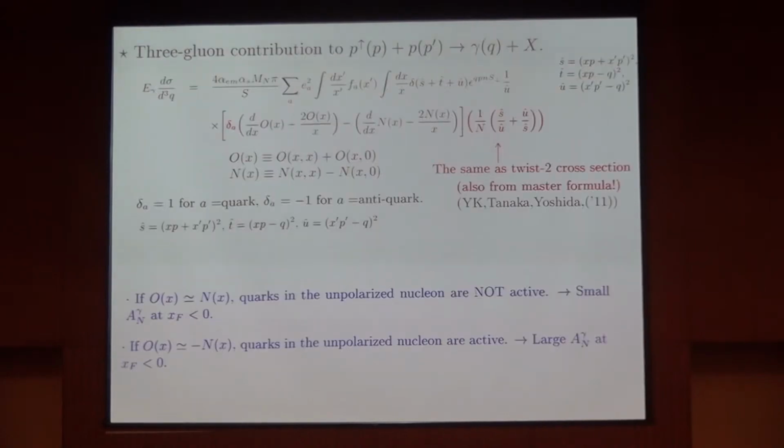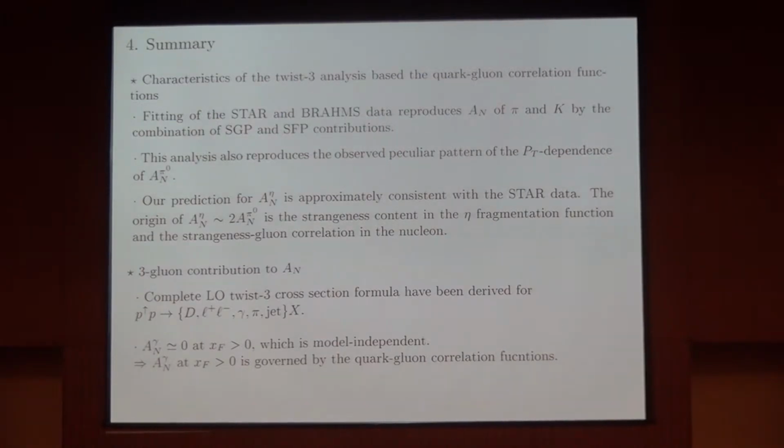Okay, let me summarize. We first discussed the RHIC A sub N data in terms of the three quark-gluon correlation function. The fitting of the STAR and BRAHMS data reproduces A sub N of pion and kaon by the combination of the two contributions, and this analysis also reproduced the observed peculiar pattern of the PT dependence of A sub N for pi naught. And our prediction for eta is approximately consistent with the STAR data.